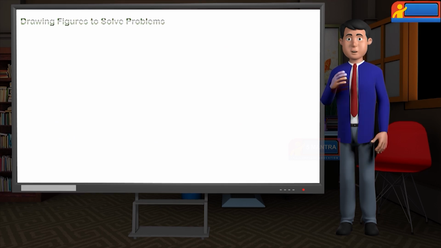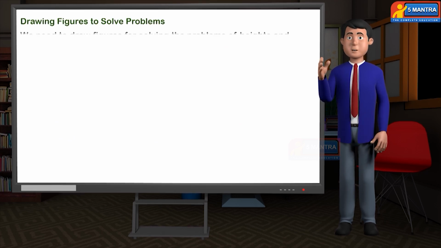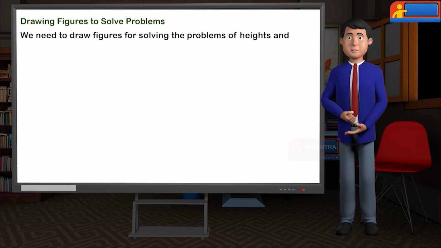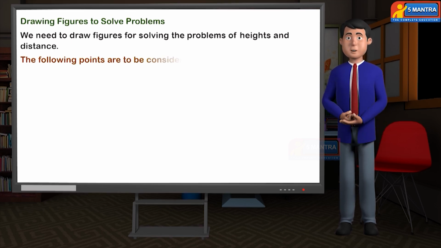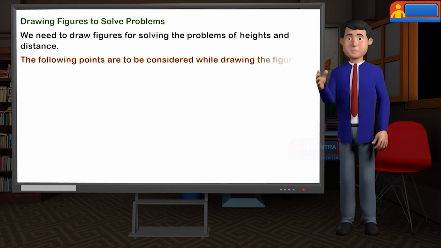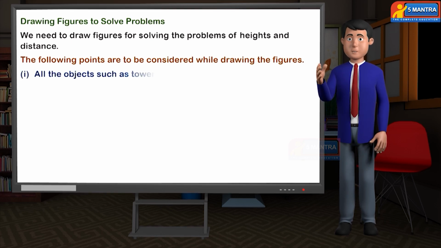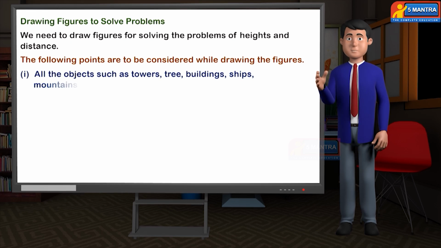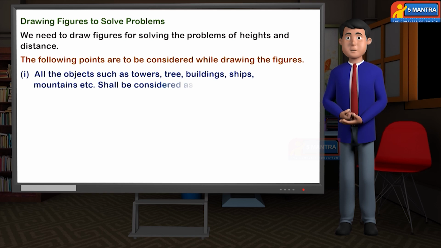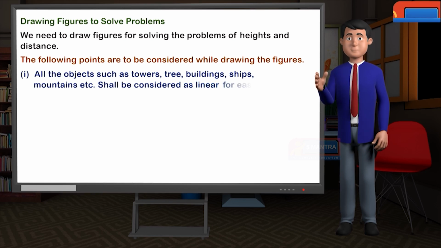Drawing figures to solve problems. We need to draw figures for solving the problems of height and distance. The following points are to be considered while drawing the figures. All the objects such as towers, trees, buildings, ships, mountains, etc. shall be considered as linear for easy calculation.